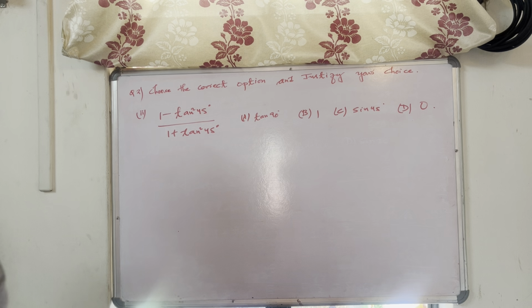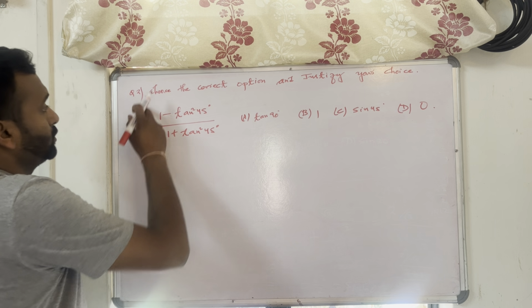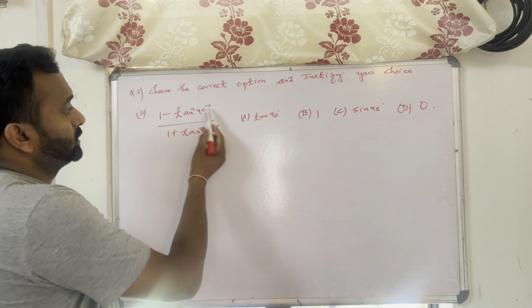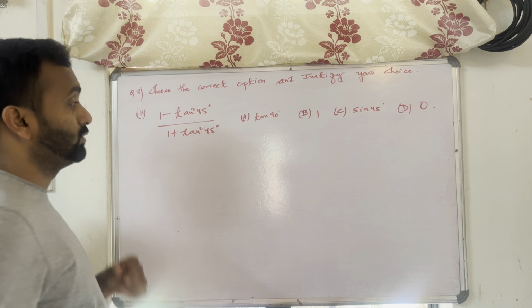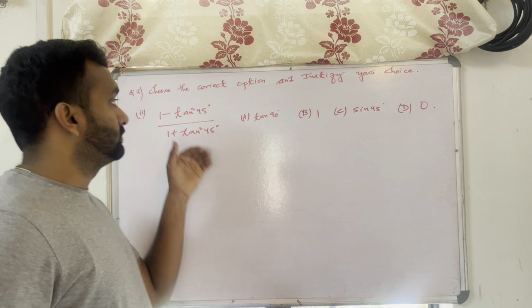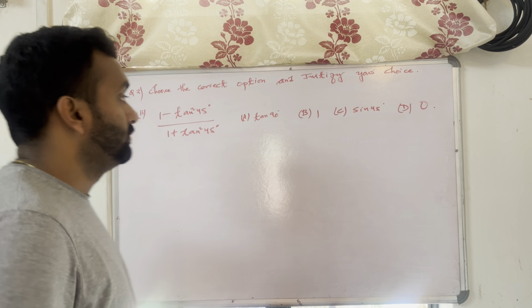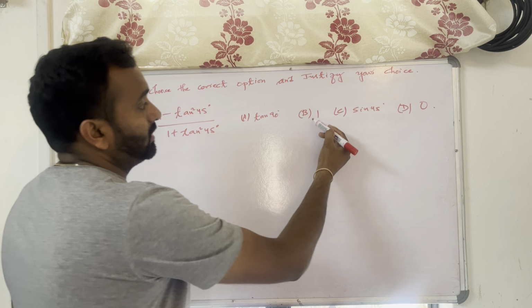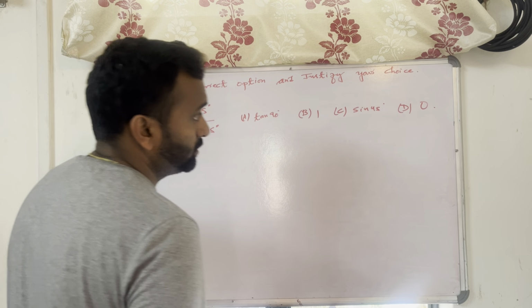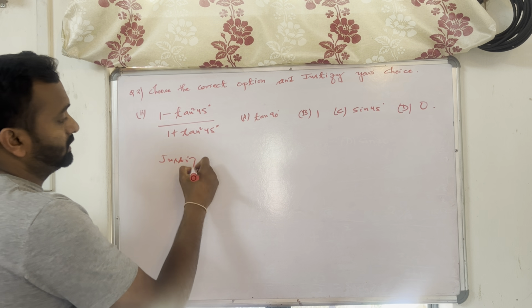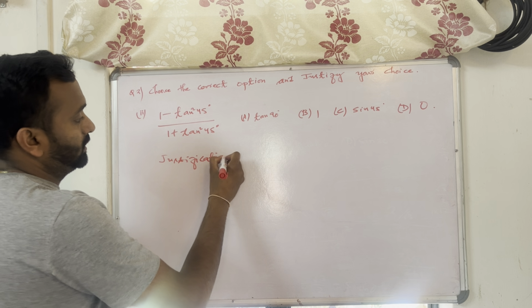Now proceeding to question number 2 part 2. It's given 1 minus tan square 45 divided by 1 plus tan square 45. This will give you which among the following: whether it will give you tan 90, 1, sine 45 or 0. For that, let's start with the justification first, then we will see which one is the correct option.